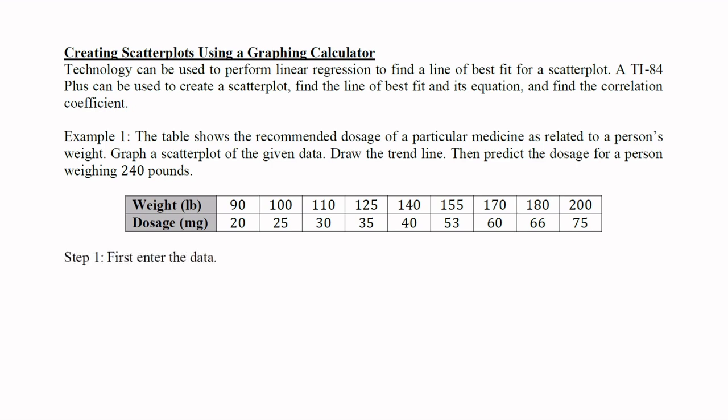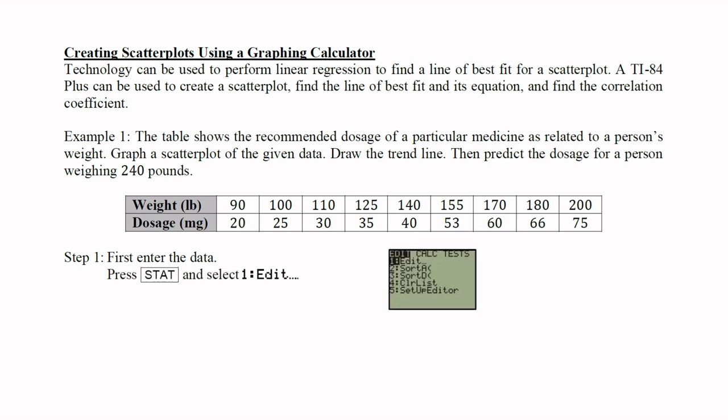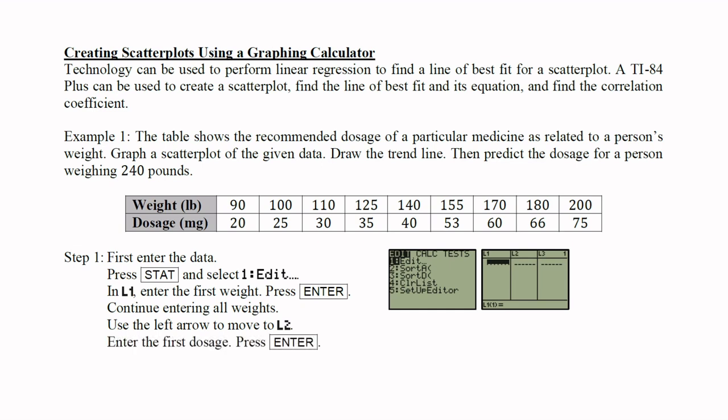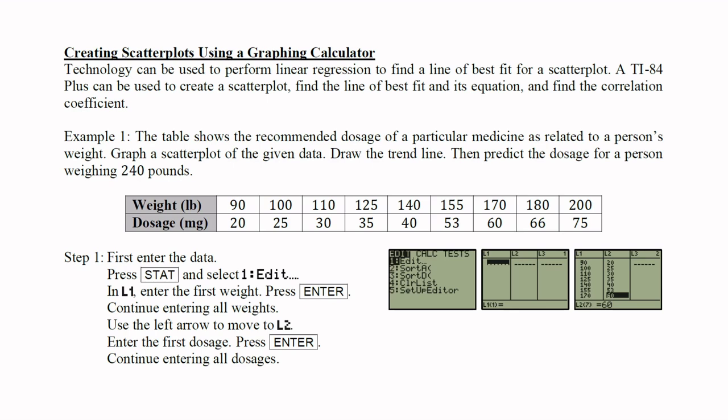The first thing you're going to do is enter your data into your TI-84. So you're going to press Stat on your calculator, and you're going to select the first menu item, which is Edit. In L1, enter the first weight and then press Enter. Continue entering all the weights. These are your X values that you're putting into this table. Use the left arrow to move to L2, and then enter the first dosage, press Enter, and then continue entering all the dosages. So the third screen here is what your calculator will look like once you've entered all of your data.